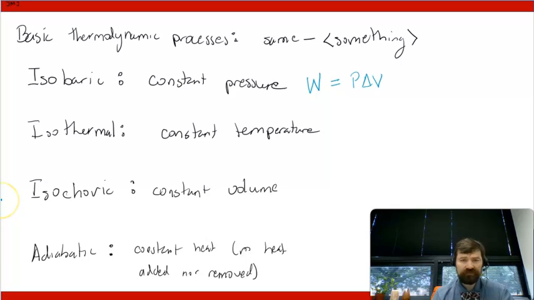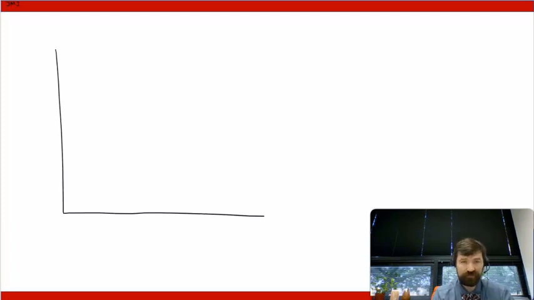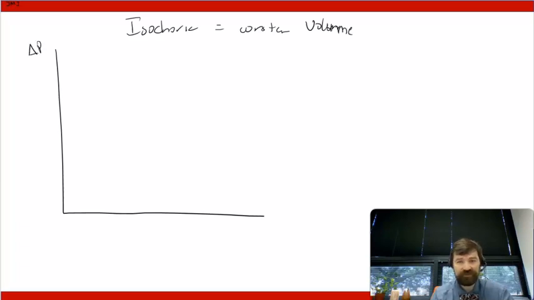Okay. What about a constant volume process? Well, a constant volume process, isochoric, so isochoric is constant volume. What would that look like if I was going to try to plot it on the graph? Well, here's delta P, here's delta V. Maybe I start from here. Maybe this is point A. Point B has to be at the same volume as point A is. So point B would be down here somewhere.